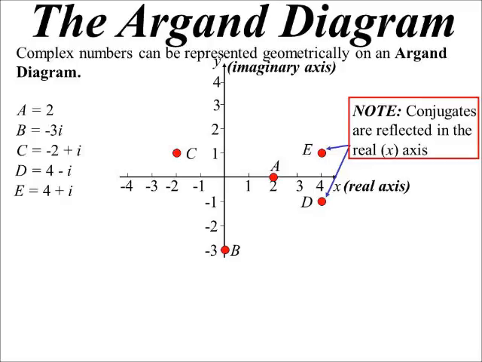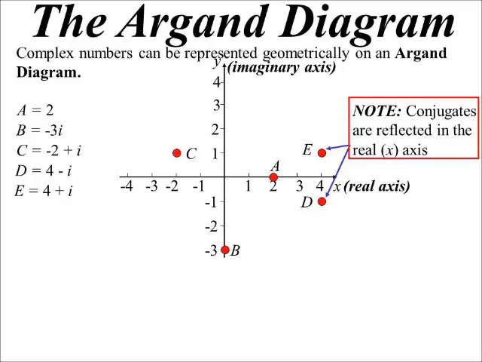Hey, that brings up an interesting feature. Conjugates must always be a reflection in the real axis, because remember we said the only difference was the sign of the imaginary part. So the real part's going to be the same, the imaginary part's going to change sign. So there'll be reflections in the real axis.